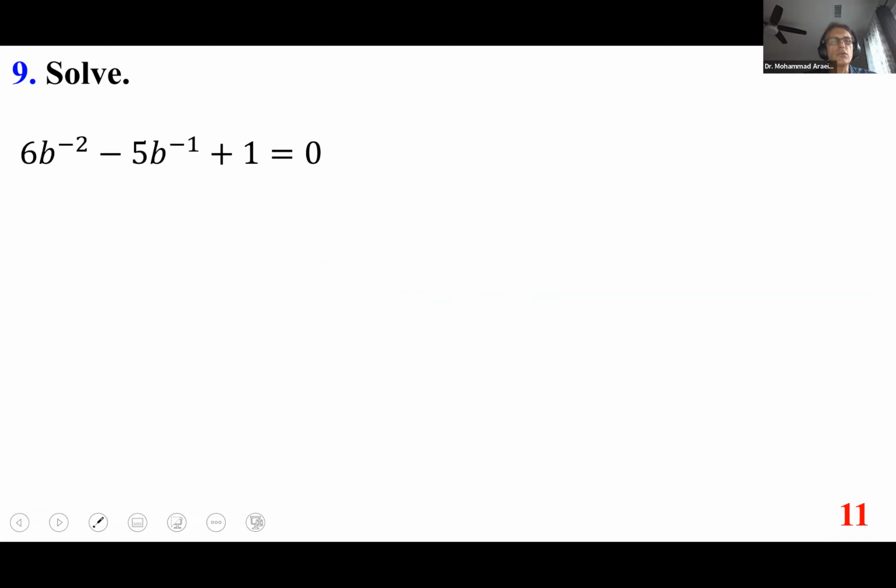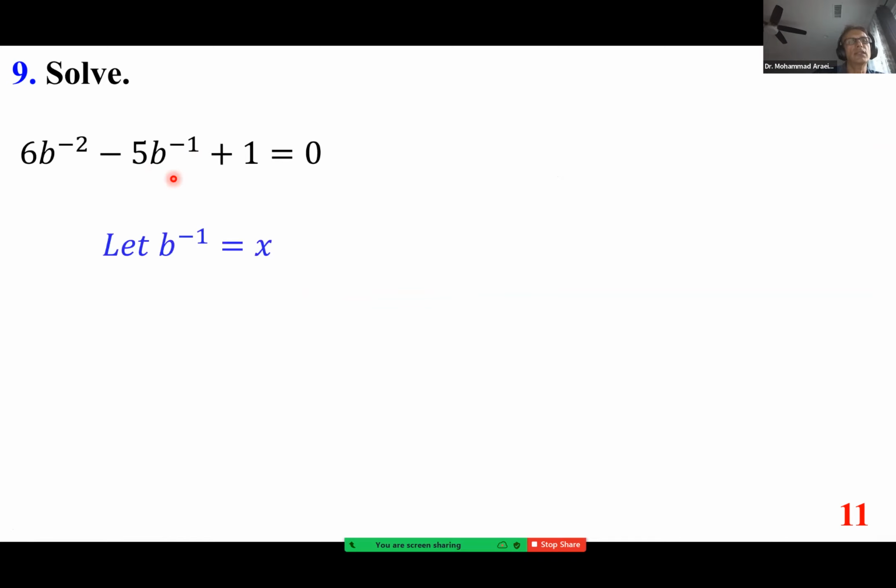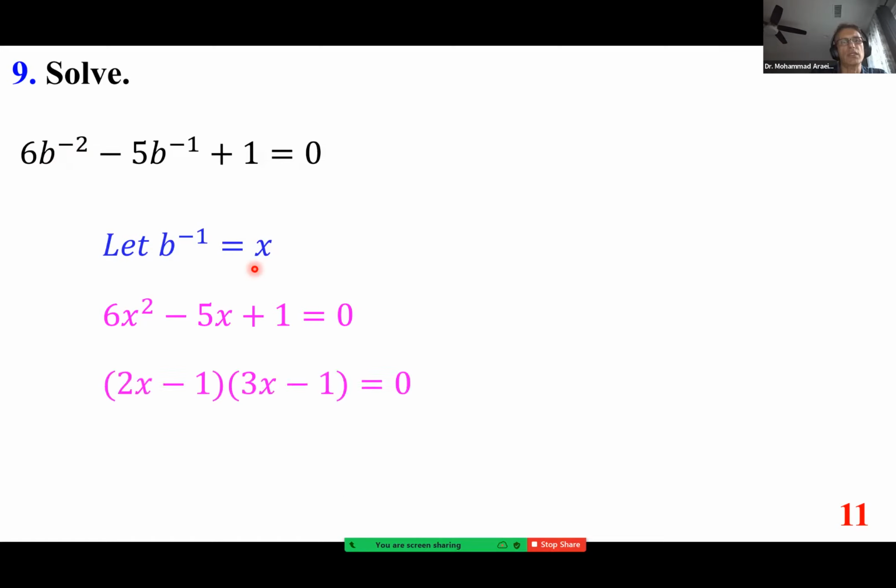In this case, you really have 2 choices. You can multiply both sides by b squared, or you can let b to the power of -1 be a variable of your choice. And when you do that, it's important to see if this is x, then b to the power of -2 is x squared. We've discussed the factoring when a is not 1, and since this is +1, it makes it easy. Both of them must be 1 or -1. 6 is either 2 times 3 or 6 times 1. We'll do the job. X becomes 1/2 here and 1/3 here.